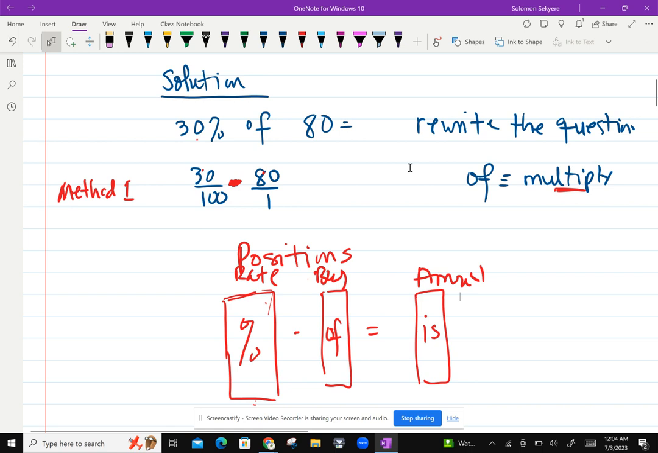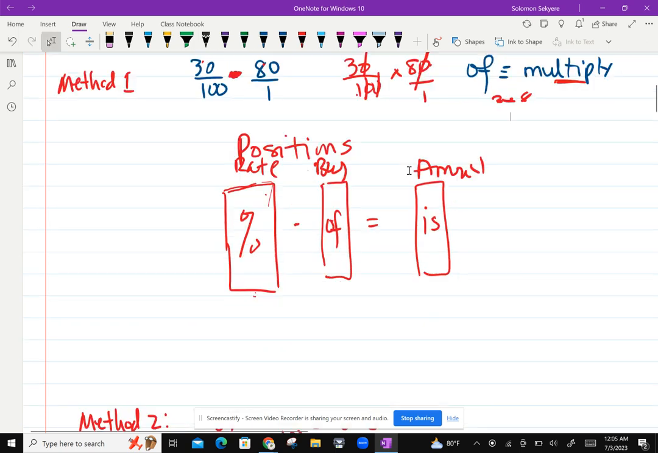So now you look at the question. It's 30% of 80, so you write 30 over 100 times 80 over 1. Mark out your zeros first: 1 zero here, 1 zero here, 1 there, 1 there. What are you left with? 3 times 8 over 1 times 1. So the answer is 24.